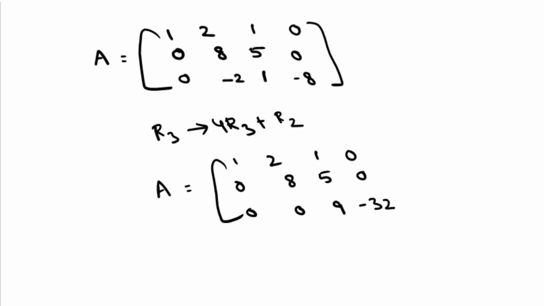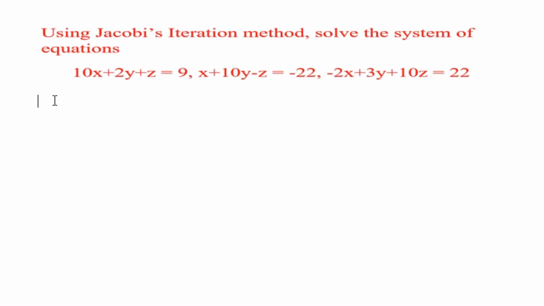minus 32. From here there is no possibility to make this row 3 element 9 become 0. The third element will not become 0, because there is no possibility for the 9 to become 0. Then the rank of the matrix is equal to 3.